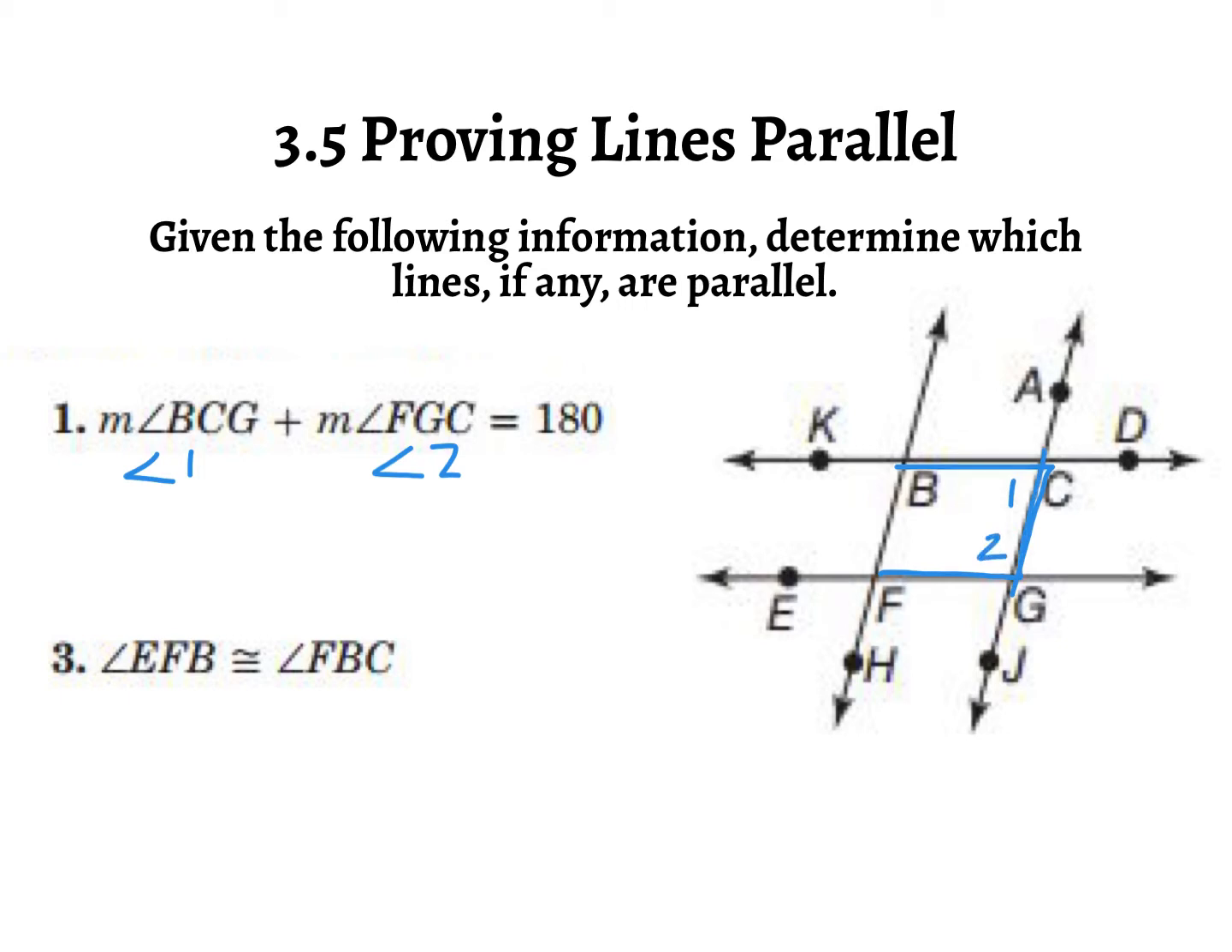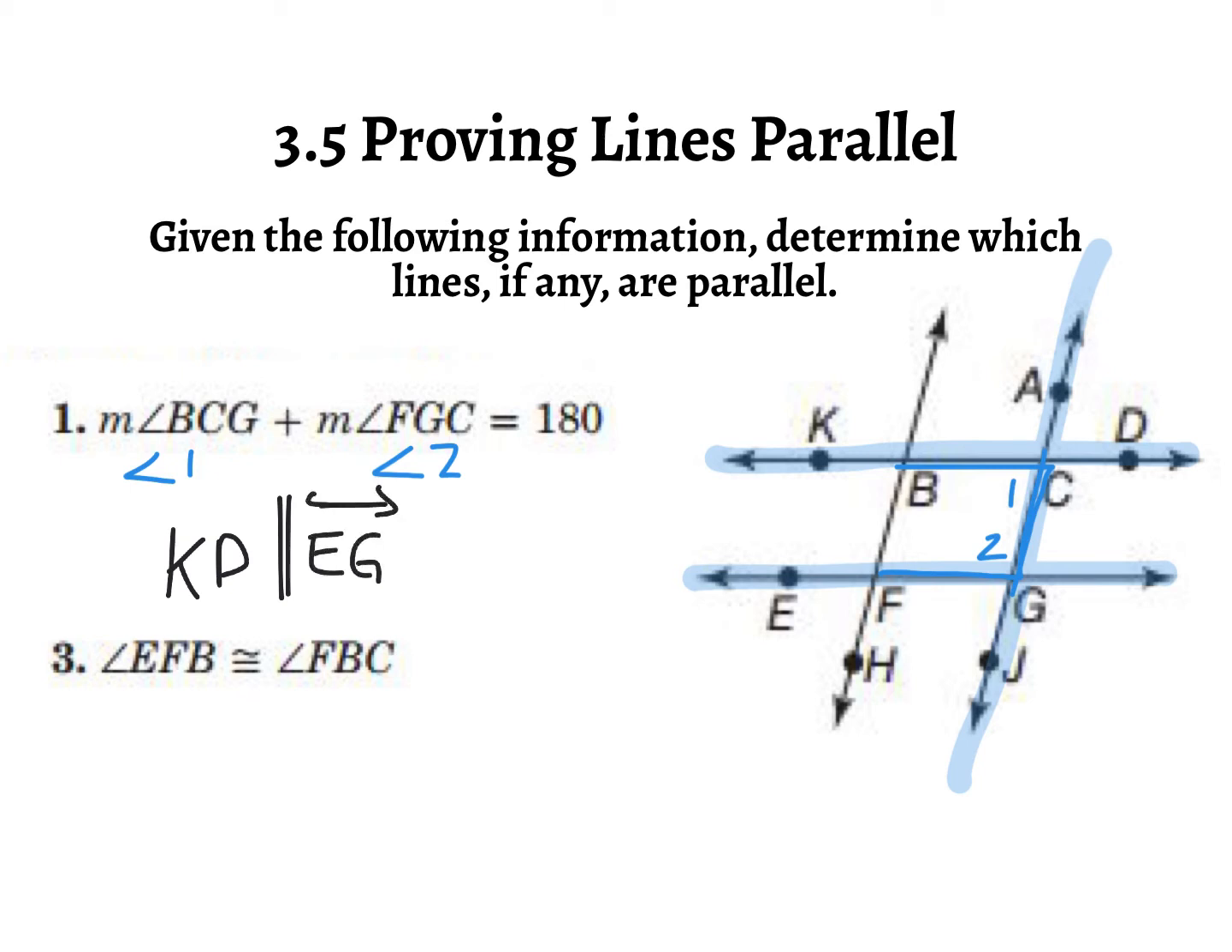Those two angles, right? If those two add up to 180, which two lines are being affected by those angles? I'm going to highlight this. Notice how those two angles are both touching this line and this line, making the transversal this one right here. So 1 and 2 are consecutive interior angles. So if those two are adding up to 180, then the line KD must be parallel to EG.